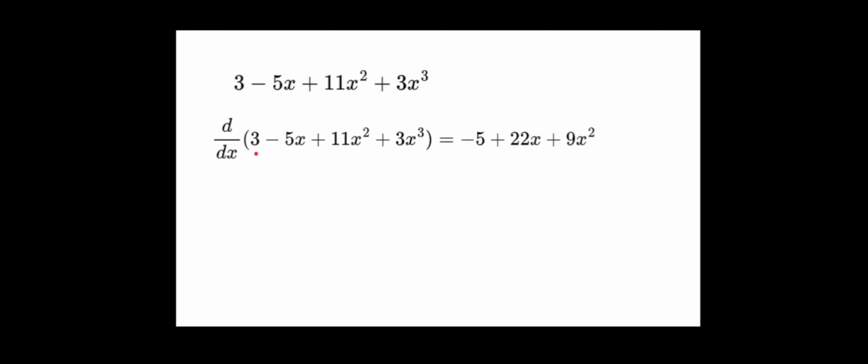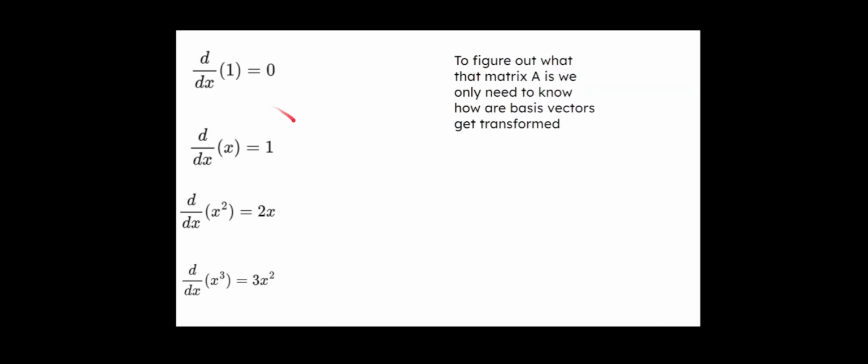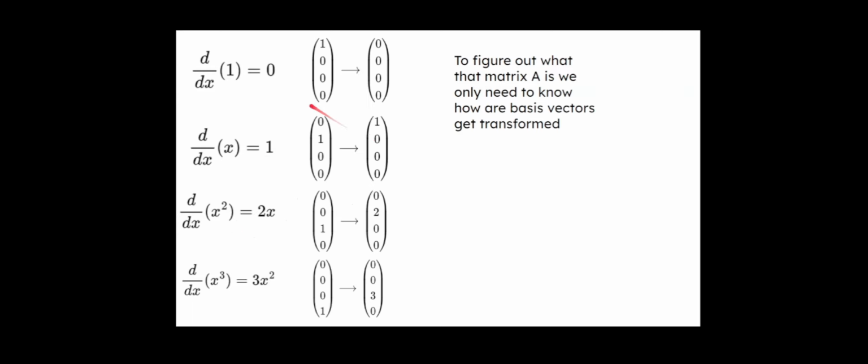And so if we go ahead and take the derivative of this polynomial, this is the result that we'll get. But what we're interested in is some matrix A, where if we multiply our vector representation of some polynomial, that output vector is the vector representation of the derivative of that original polynomial. And to do that, we actually only really need to know how the basis vectors get transformed. So I went ahead and took the derivatives of all of our basis vectors, and over here I put how each respective basis vector gets transformed.